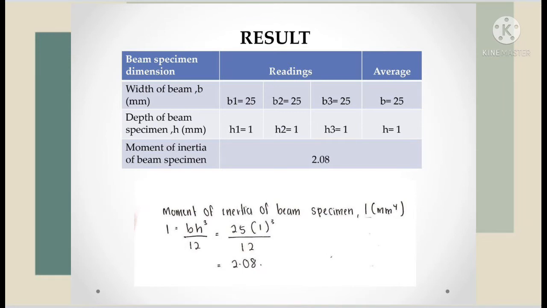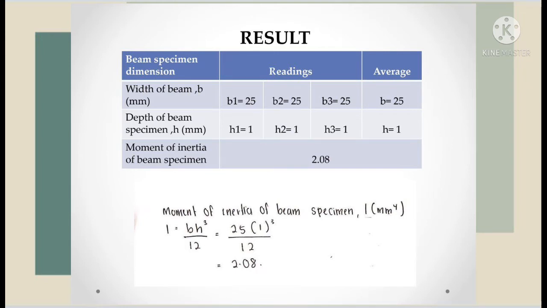Next is the result. This table shows the width and depth of the beam. Note down the result from the experiment. Then calculate the average. The average of width is 25 mm and the average of depth is 1 mm.